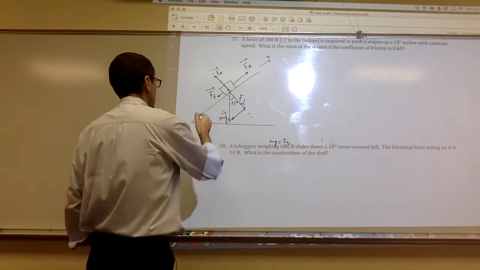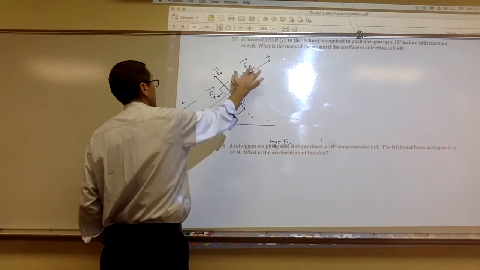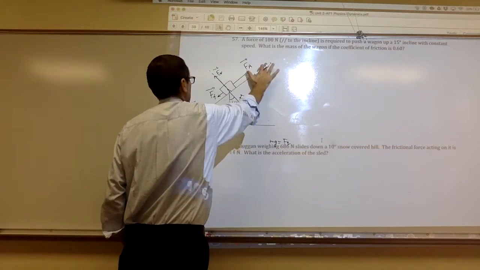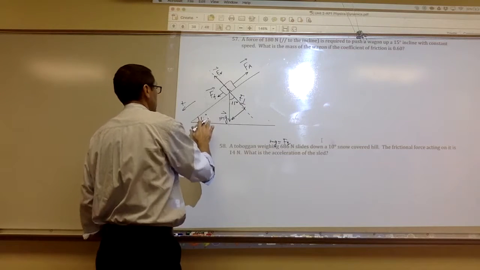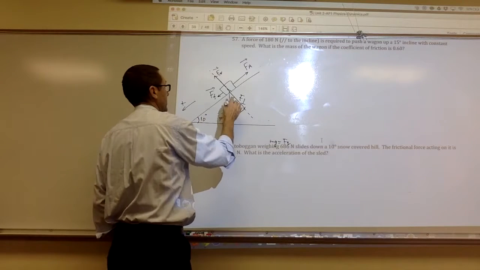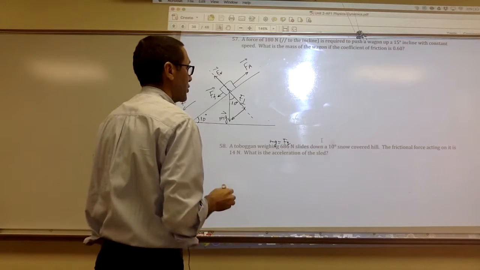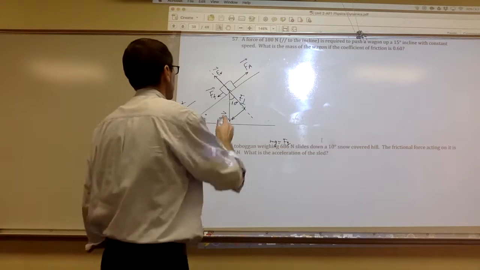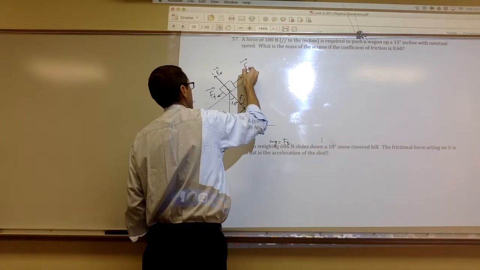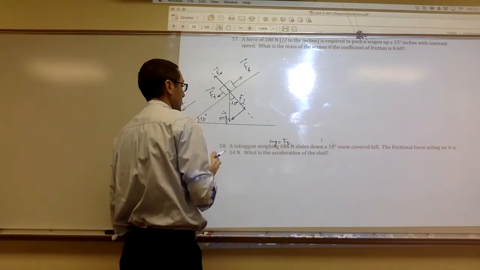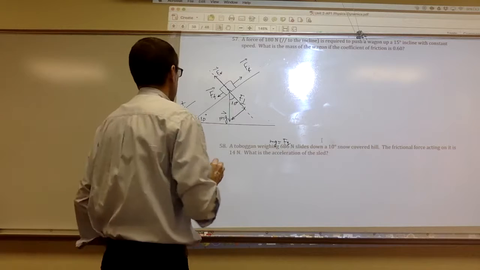Slides down. So we're going to look at down as positive this time. I'm going to change that. Okay. 10-degree ramp. Okay. Frictional force acting on it is 14 newtons. So this is no longer applied. So I'm going to say that this is the force of friction. What is the acceleration of the sled?